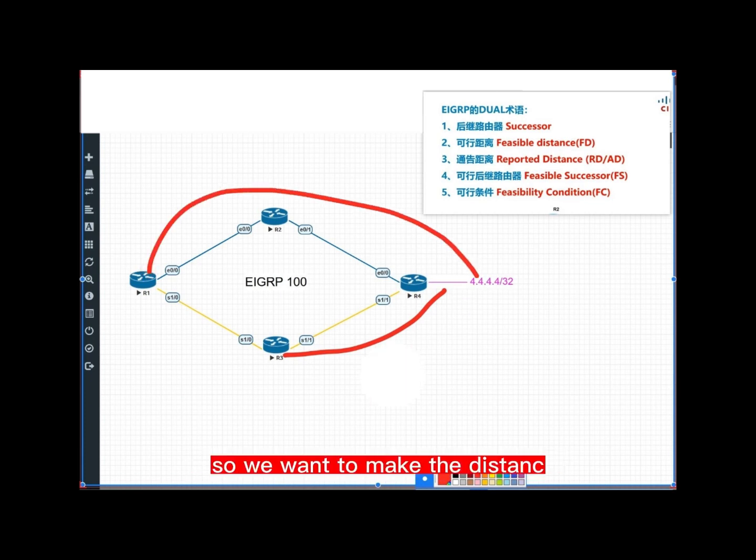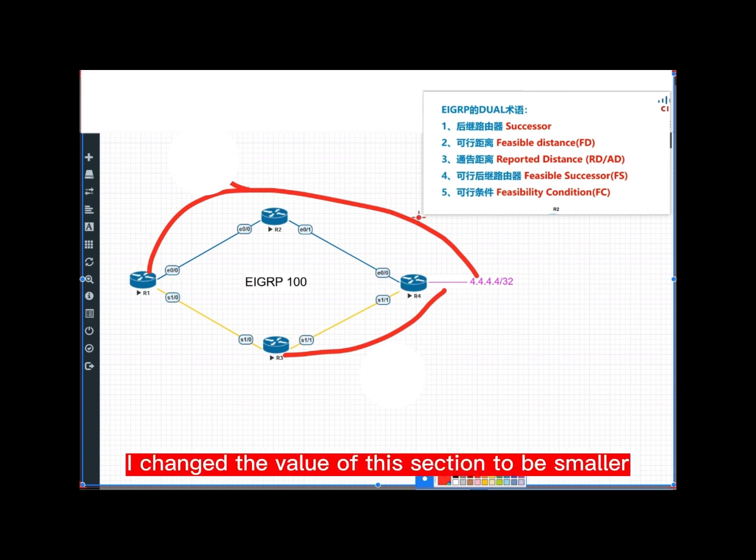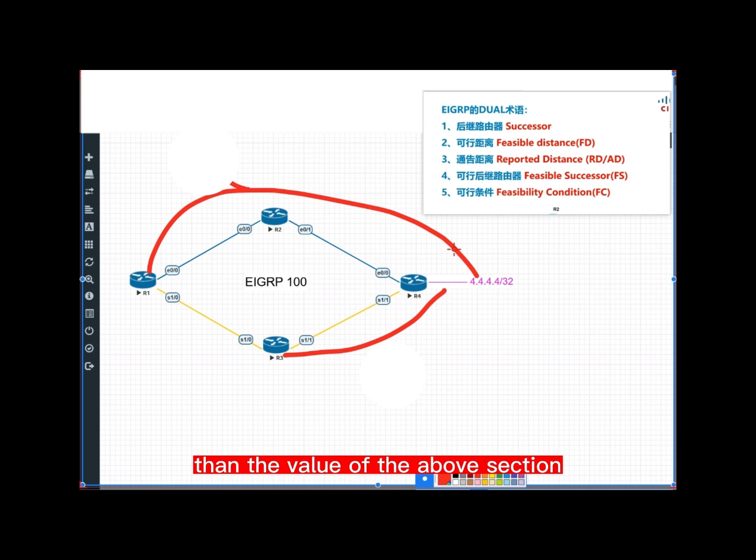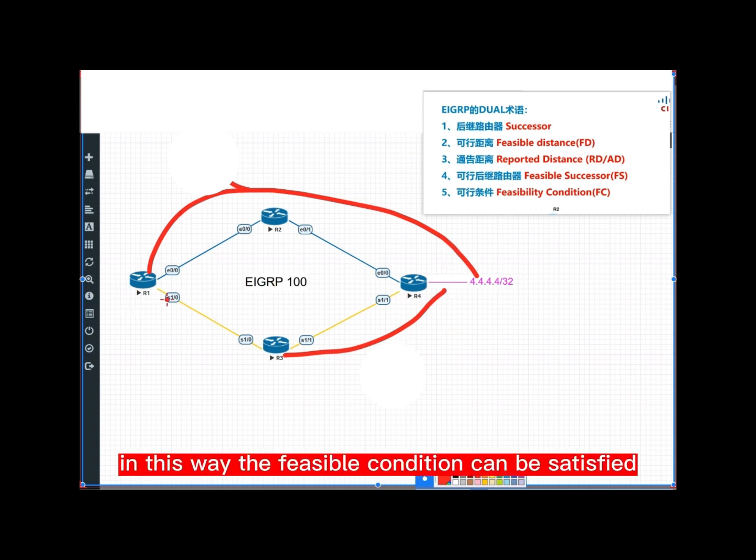So we want to make the distance below this section smaller. The distance above is greater. As long as I change the value of this section to be smaller than the value of the above section, that's it. In this way, the feasible condition can be satisfied.